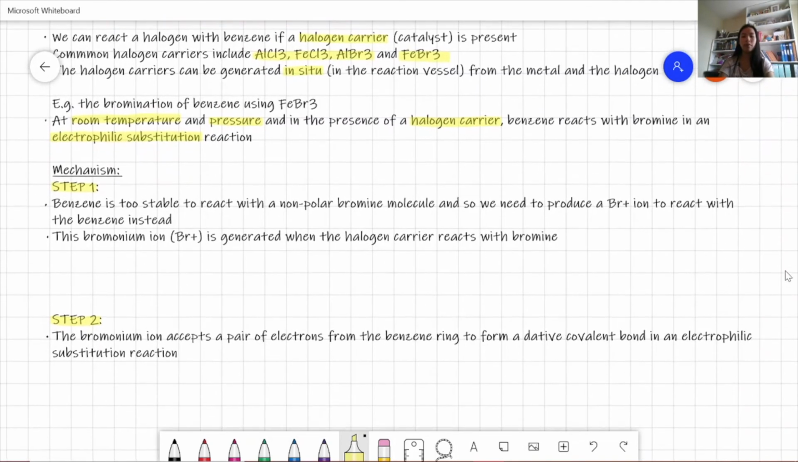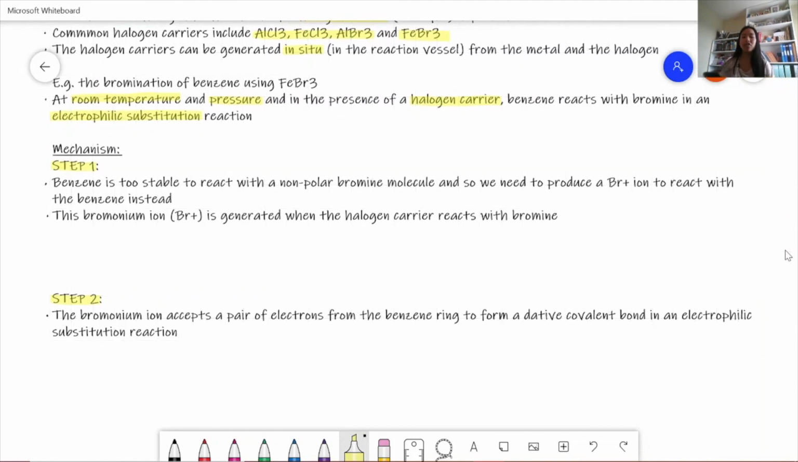So step 1 happens because benzene is too stable to react with a non-polar bromine molecule. Because when we think of bromine, we have Br2. But because there's no electronegativity difference between 2 bromine atoms, we don't get a polar bond. And so this isn't a polar molecule. And so we don't have a partially positive charge and a partially negative charge on one of the atoms. So we can't actually do the electrophilic substitution.